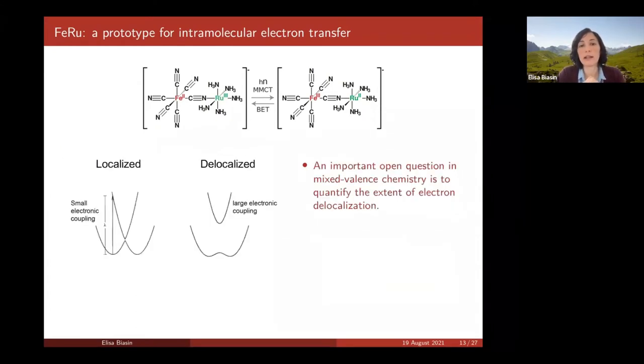The second question, for FeRu and similar mixed-valence systems, is: can we quantify the extent of charge delocalization? In the ground state, the odd electron is localized on the iron, but in the excited state we wanted to know if the odd electron is 100% localized on the ruthenium or if it could be shared between the two metal centers. There are different ways to classify mixed-valence systems, from more localized to more delocalized systems, but all these classifications are often qualitative, and we were looking to see if we could utilize X-rays to quantify the extent of electron delocalization.